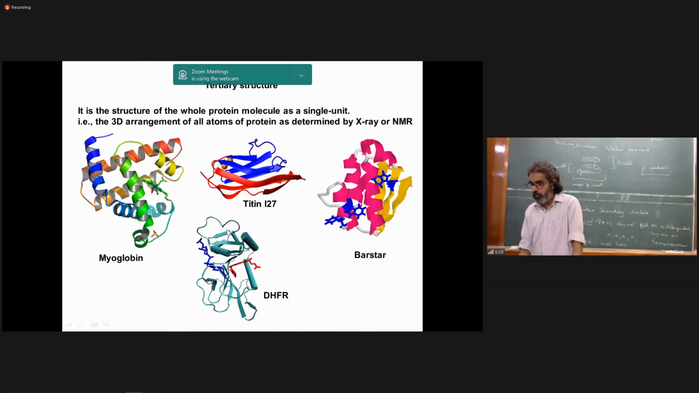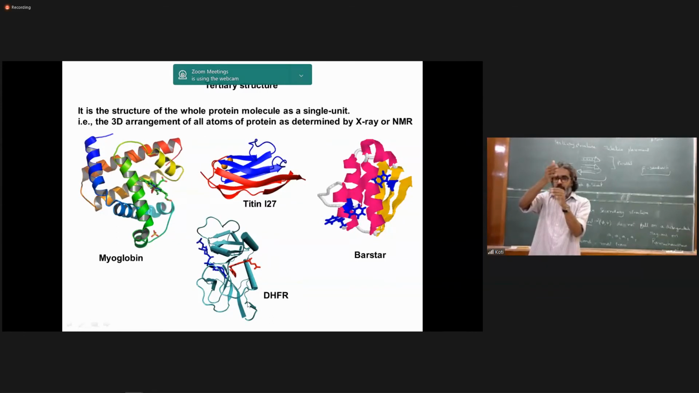Let me count the strands: strand 1, strand 2, strand 3, strand 4, strand 5, strand 6, strand 7, strand 8, strand 9. So roughly you have 7 or 8 strands forming a sheet, but the sheet is twisted as you go from the top to bottom. It's a kind of twist that is occurring.